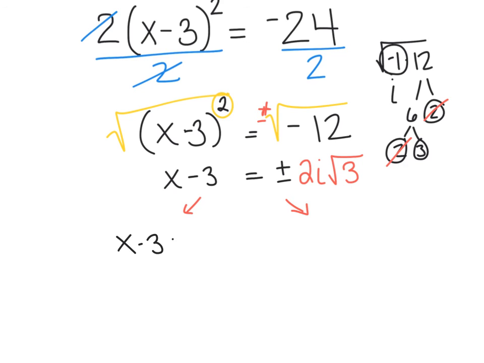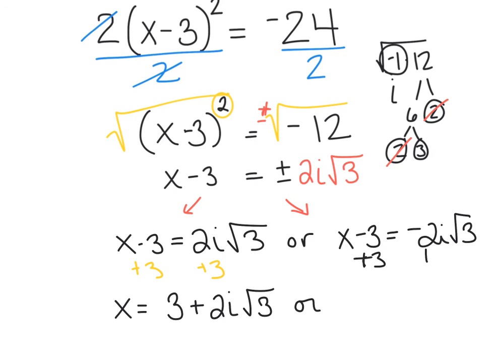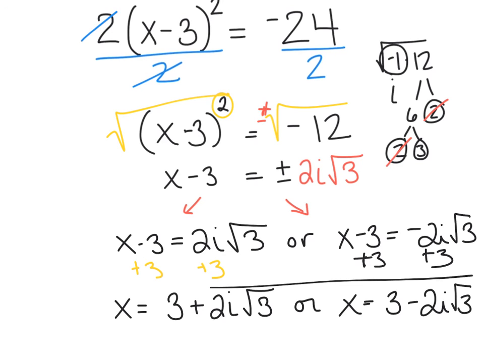One of them is x minus 3 equals the positive, 2i root 3, or x minus 3 is equal to the negative 2i root 3. Final step to isolate x would be to add 3 on both sides. This gives me x equals, I like to write the 3 first so that this is in standard form of a complex number, 3 plus, because it's a positive 2, 2i times the square root of 3, or over here, again, add 3 to both sides, produces x equals positive 3 minus 2i root 3. These are my 2 solutions.